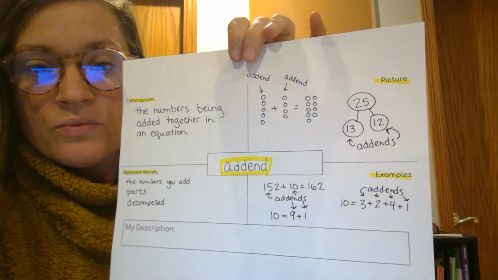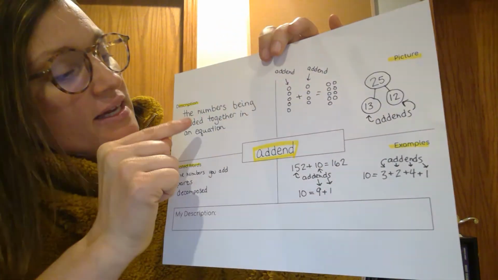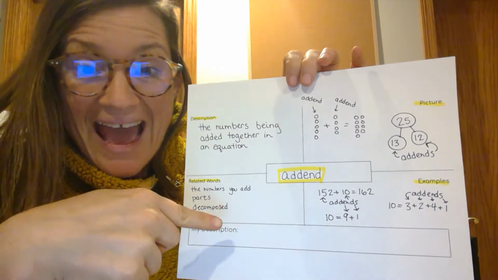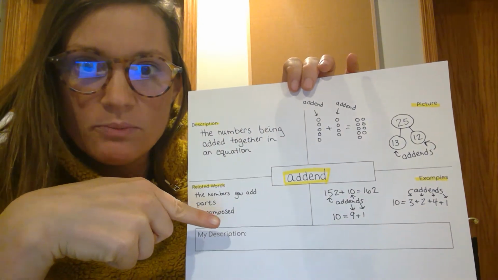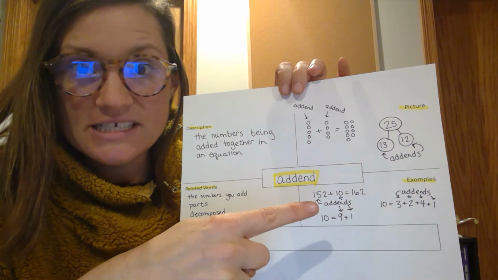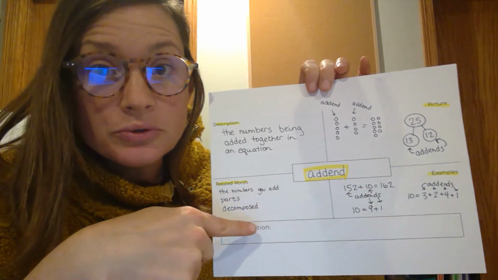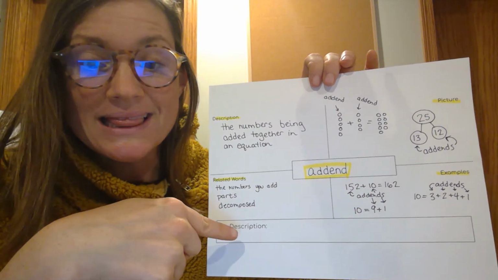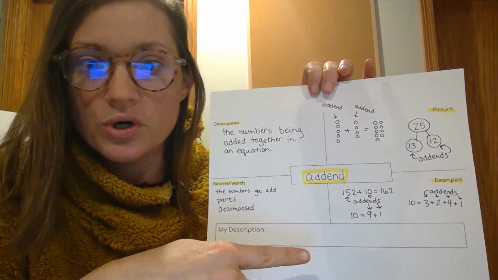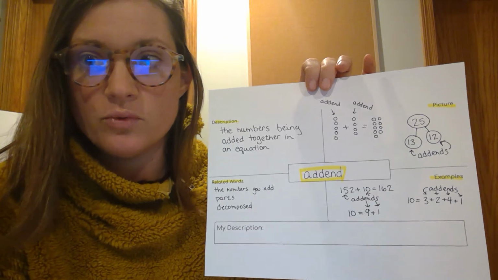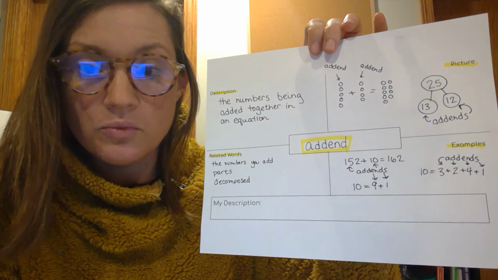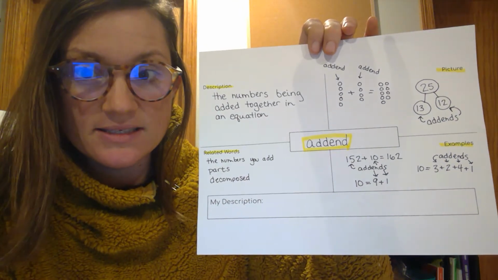Okay, so you are going to definitely copy the description and the pictures. You can add more related words if any more pop into your head, or you can add different examples. You do the my description. Your assignment is not complete unless you write in your own words how you would describe what the word addends means. So you write it on your own. What would you say for addends? Okay, that's the first one.